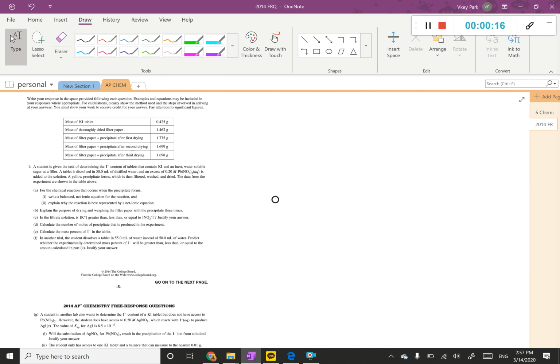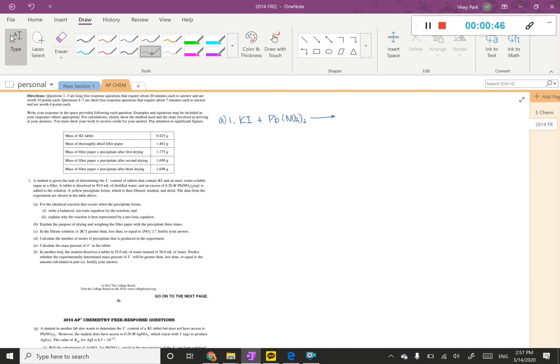The first question says, for the chemical reaction that occurs when the precipitate forms, write a balanced net ionic equation for the reaction. So we know that we have a tablet made out of potassium iodide, and we also know that we have the solution, which happens to be lead nitrate.